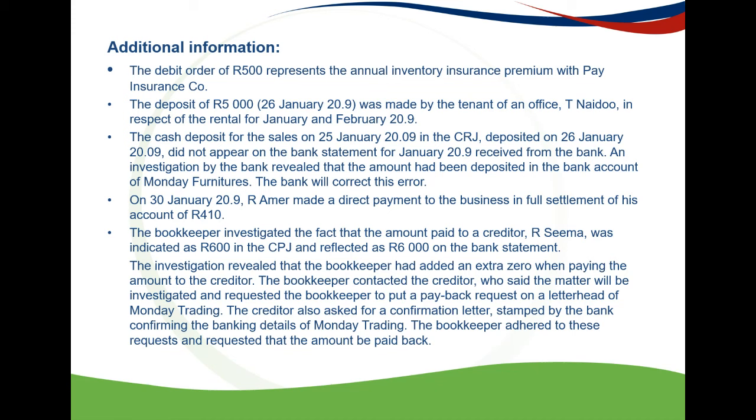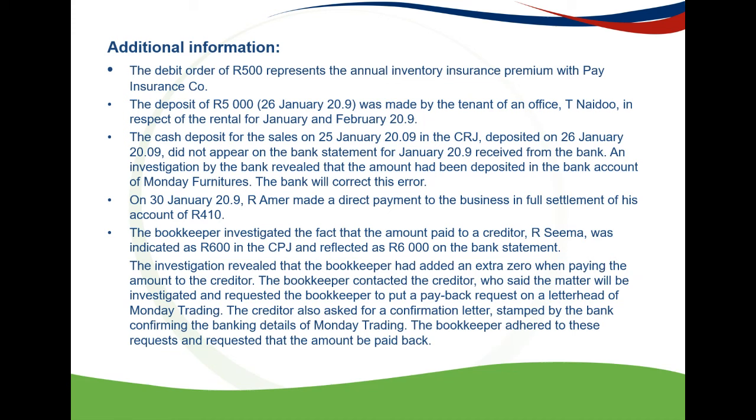Then the cash deposit for the sales on 25 January 20.9 in the CRJ deposited on 26 January 20.9 did not appear on the bank statement for January 20.9 received from the bank. An investigation by the bank revealed that the amount had been deposited in the bank account of Monday Furnitures. The bank will correct this error. On 30 January 20.9, R. Aimer made a direct payment to the business in full settlement of his account of 410.